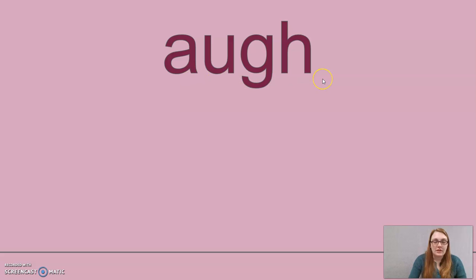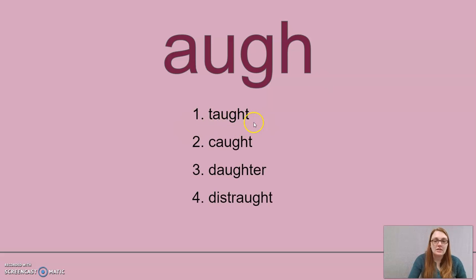Now, looking at this on the screen, what sound do you think this would make? It's going to say ah, like in taught. Go ahead and read with me. Caught, daughter, and distraught. Noticing the A-U-G-H in all of those words makes the same sound as the A-W and A-U we learned previously.